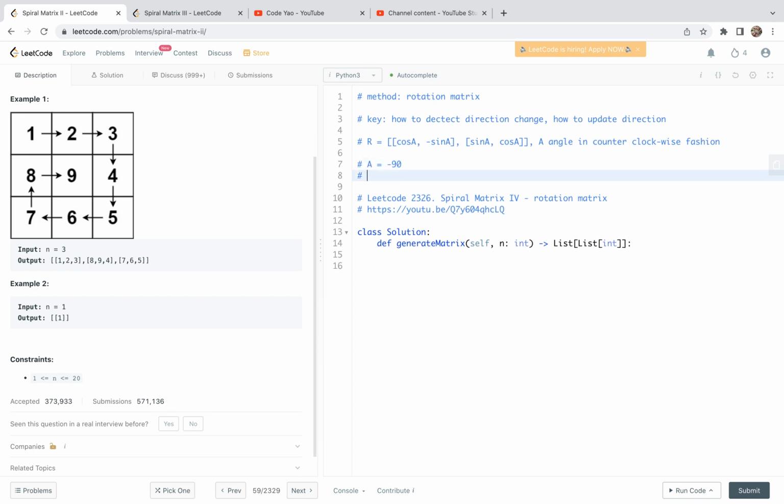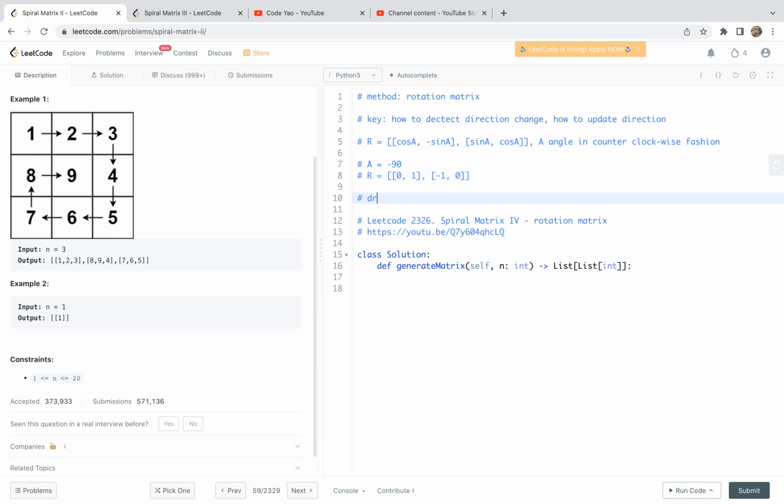If you compute, the rotation matrix is nothing but: cosine negative 90 is 0, negative sine negative 90 is 1, and sine negative 90 is negative 1, and here is 0. So that's the rotation matrix.